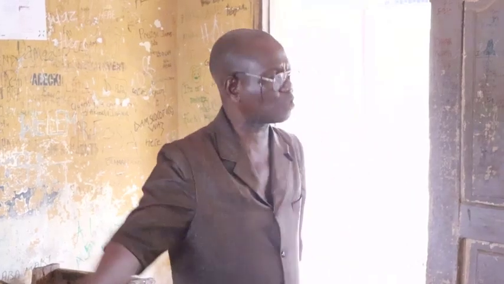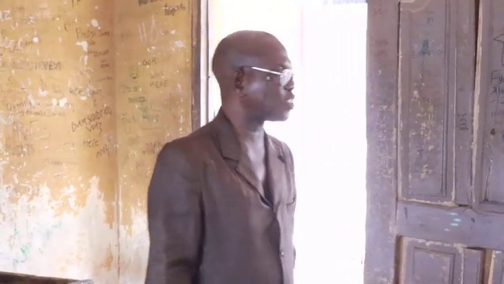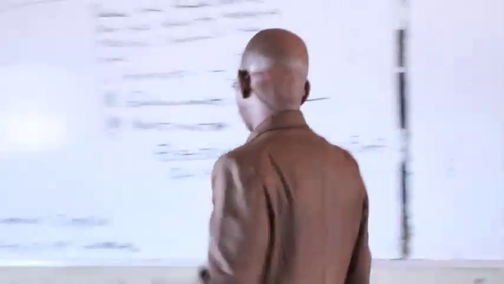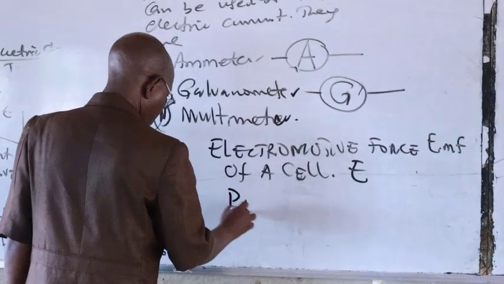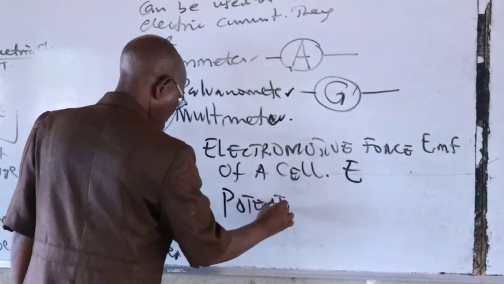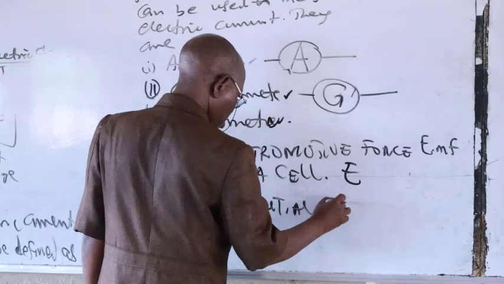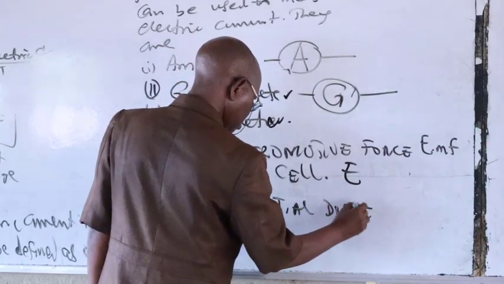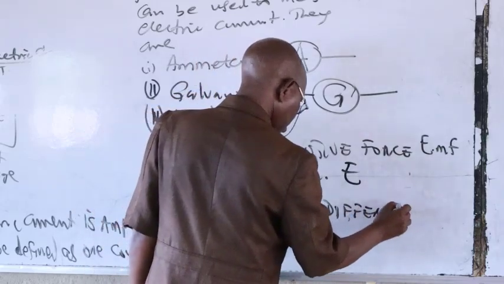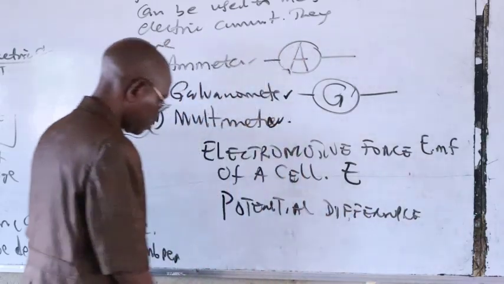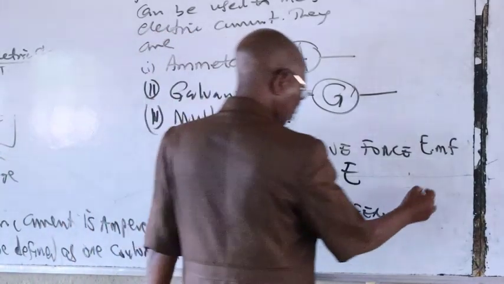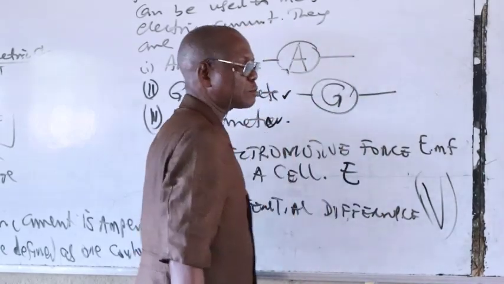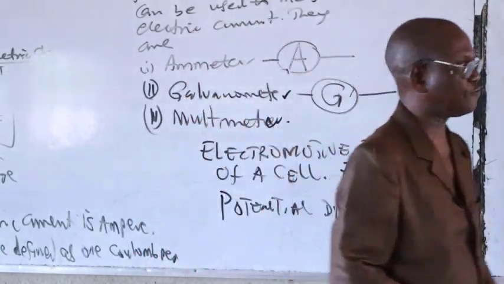There is something closer to electromotive force, and that is potential difference. Please take note. Potential difference, usually represented as V. That's potential difference, V.